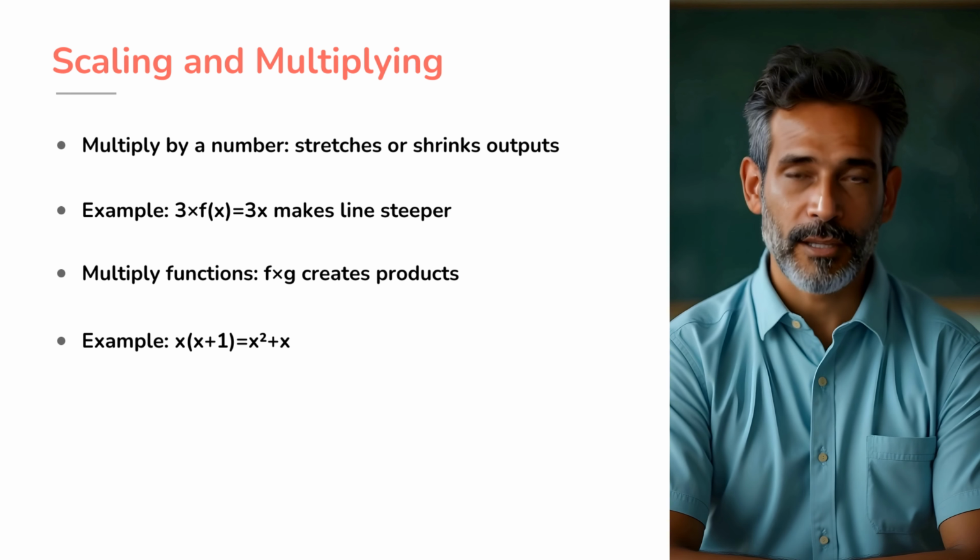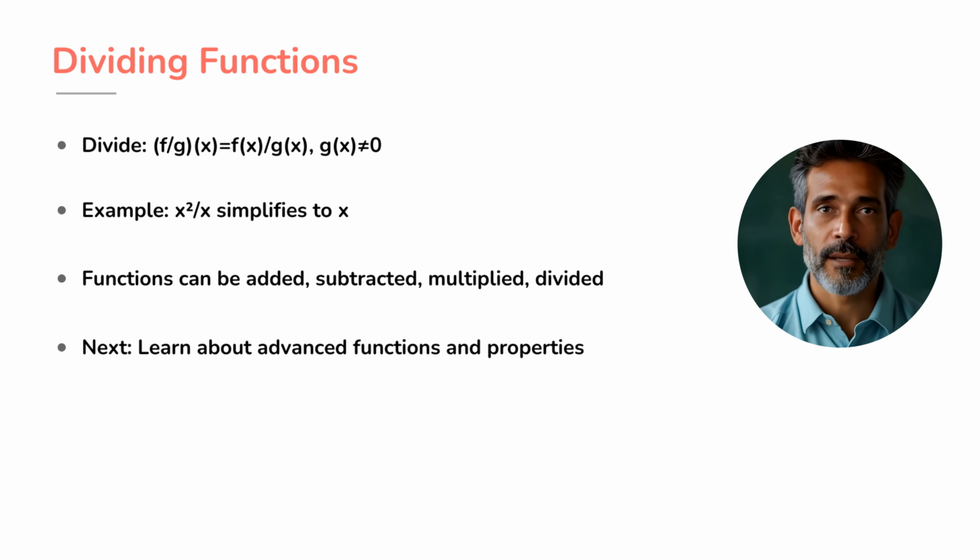Now let's talk about dividing functions. To divide one function by another, we write (f/g)(x) = f(x)/g(x). But remember, g(x) must not be equal to 0, because division by 0 is undefined. Here's a quick example. x²/x simplifies to x as long as x is not 0. So just like numbers, functions can be added, subtracted, multiplied, and divided. Next, we'll explore advanced functions and their properties, where things get even more interesting.